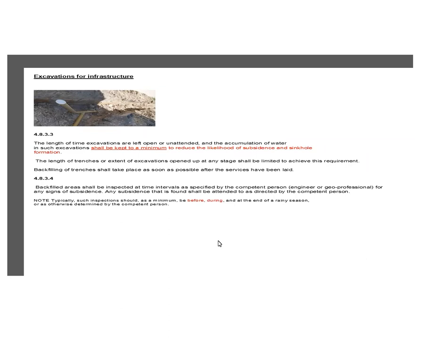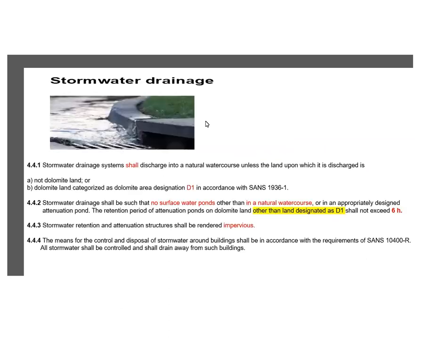And that's always directed by a competent person. Stormwater drainage, guys. It says it shall discharge into the natural water course unless the land upon which it is discharging onto is classified as non-dolomitic land, and dolomite land that is categorized as a D1. Any stormwater drainage shall be such that no surface water must pond in the natural water course, other than in a natural water course, or in appropriately designed attenuation ponds.